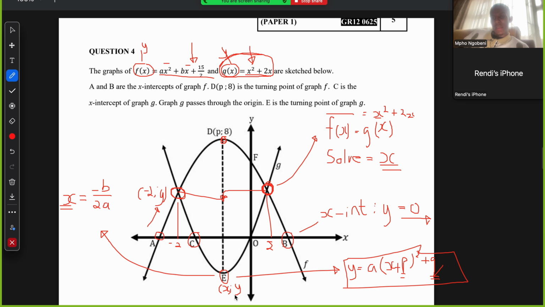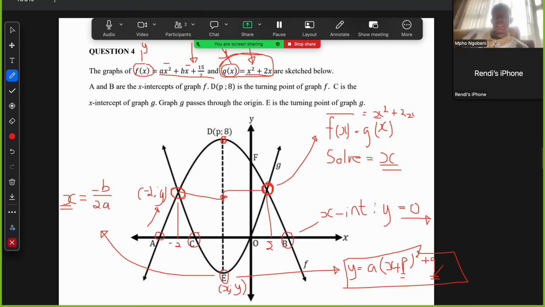If we want to get the y, what then will we do? Substitute x where? This graph or this one? That g(x). Correct, because this parabola is g(x). Yeah, that's interpretation. We analyzed what could happen, what they could ask, before even doing the questions. Now, let's attempt the questions.